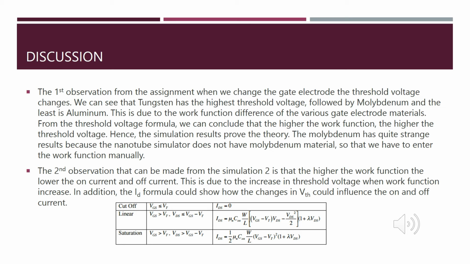The molybdenum has quite strange results because the nanotube simulator does not have molybdenum material, so we have to enter the work function manually, which is 4.6.